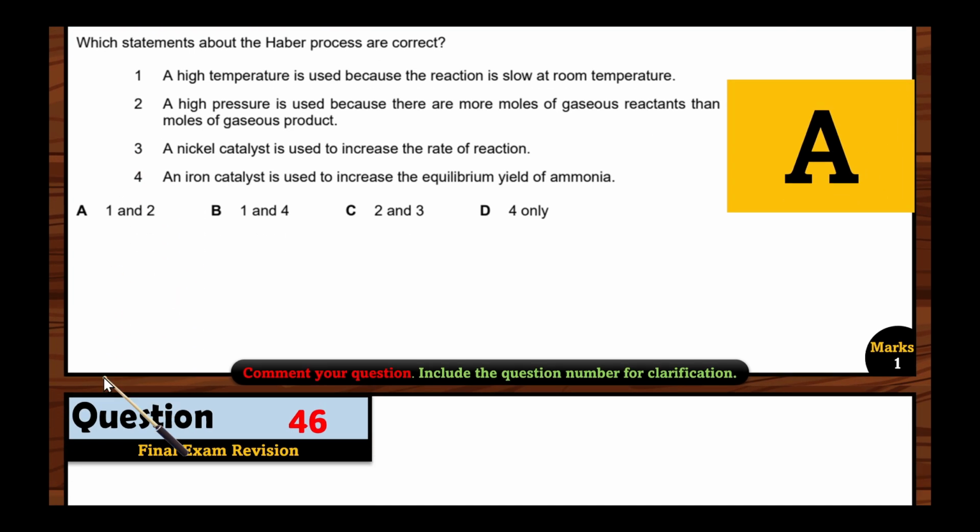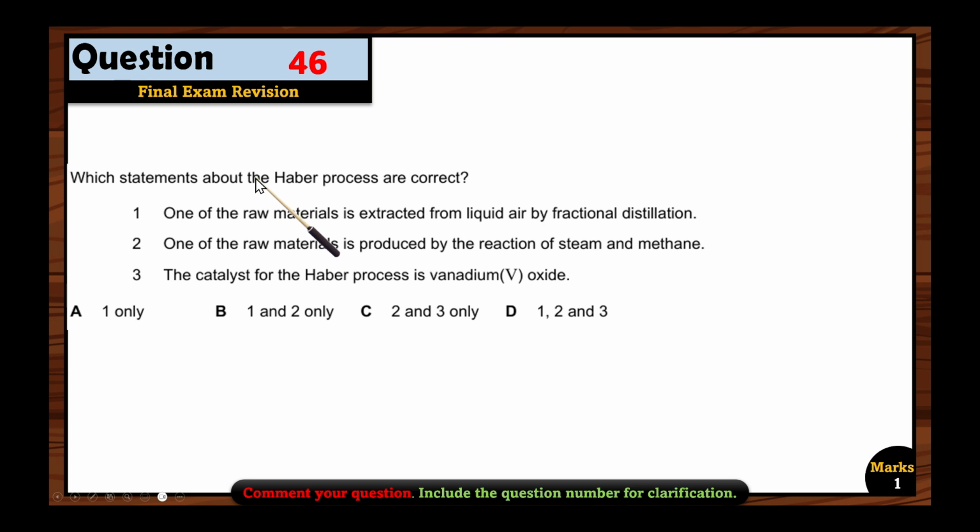So option A is correct. Which statements about the Haber process are correct? One of the raw materials is extracted from liquid air by fractional distillation. So what are the reactants of the Haber process? Of course, nitrogen and hydrogen. From where are we getting the nitrogen? Of course, from the air. Air has the maximum amount of nitrogen. So the nitrogen comes from the air through fractional distillation.